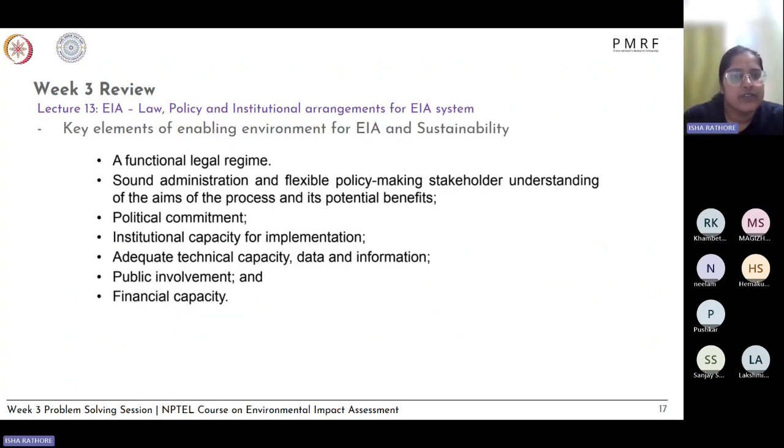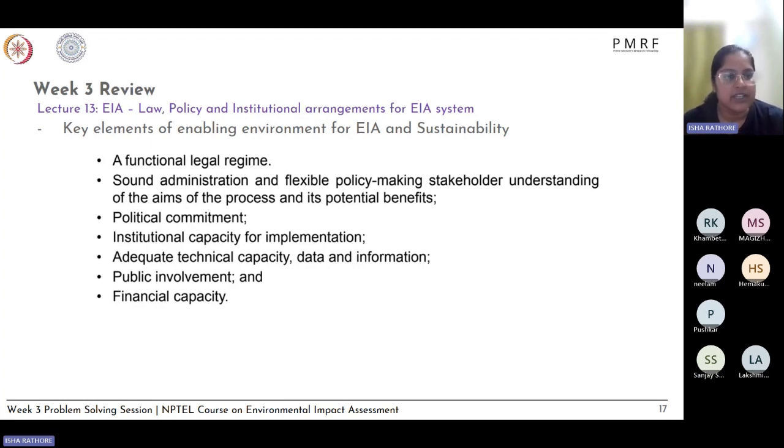Then we looked at key elements of the enabling environment for EIA and sustainability. The key elements which help the EIA system and sustainability studies to work well start with a functional legal design. So you have a legal system which is running, there are rules and codes, and you need to follow them. Then sound administration and flexible policy making, and stakeholders who understand the aims of the process and its potential benefits. So people and systems which support EIA and sustainability efforts. Then political commitment, with political parties also understanding and committing to the need and the requirement for EIA.